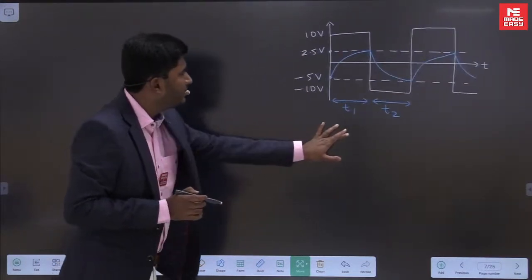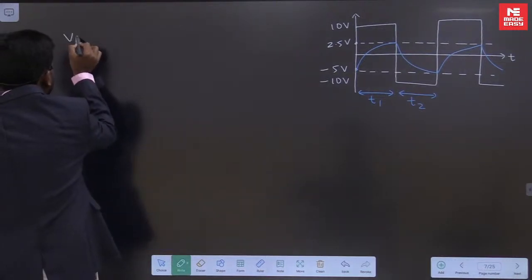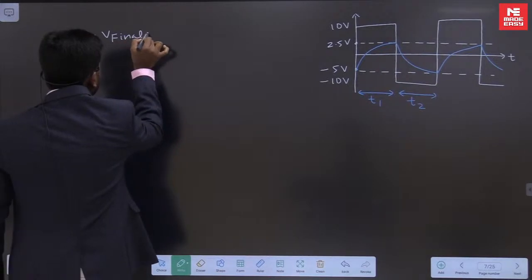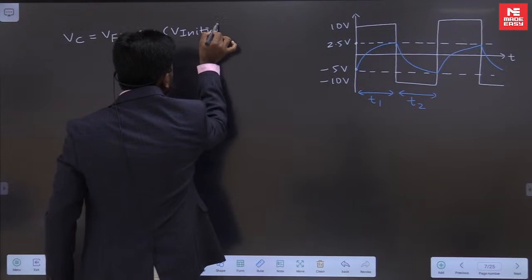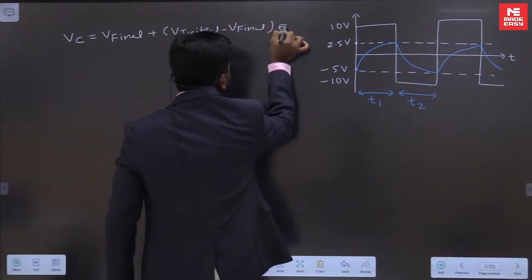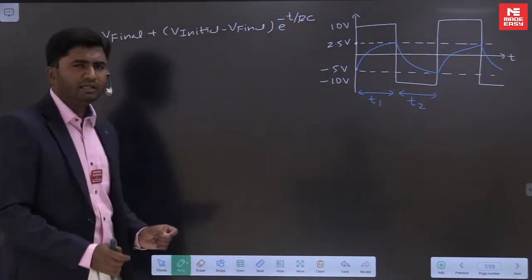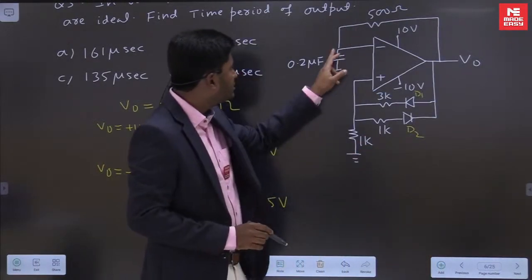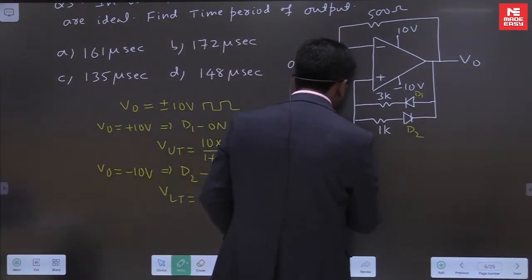When I solve this question, I will be using this particular equation. Capacitor voltage is equal to V final plus V initial minus V final, into e to the power minus T by R into C. That R into C is your time constant. You can calculate that R into C.